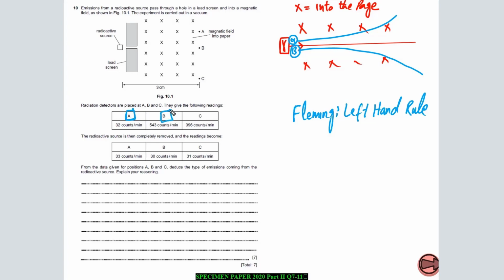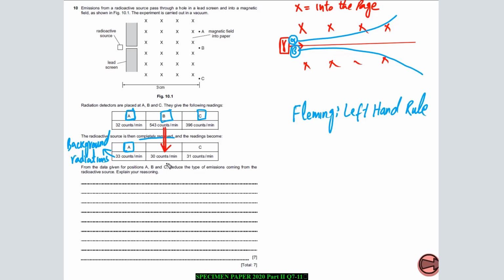And at C we can also see the number of counts is not too many, less than B. So this is when the radioactive source is totally removed, and the readings almost stay the same. So we can simply say these counts are due to background radiation. I will write down these are due to background radiations.